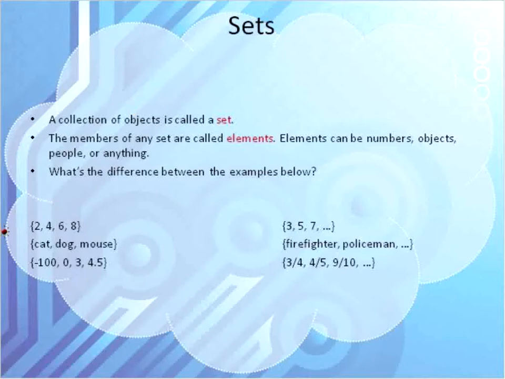So what's the difference between these examples here? Well, you can see we have 2, 4, 6, and 8. Cat, dog, mouse. -100, 0, 3, and 4.5. So compare those to these examples here. What you'll notice is that we have an ellipsis, which means on and on and on. That means that we are going on to infinity. So that can help you remember the name. On the right side, these are called infinite sets. That means that they're going on to infinity.